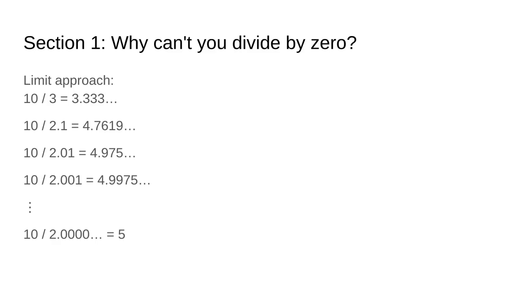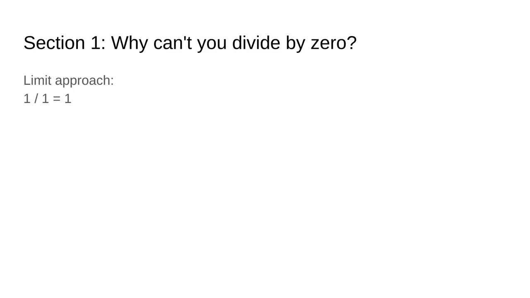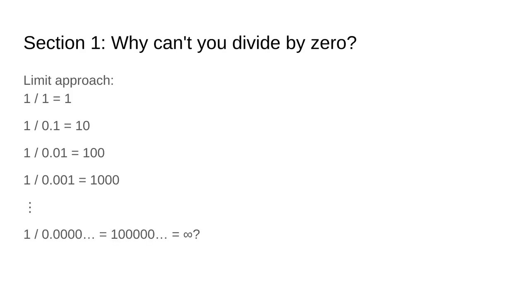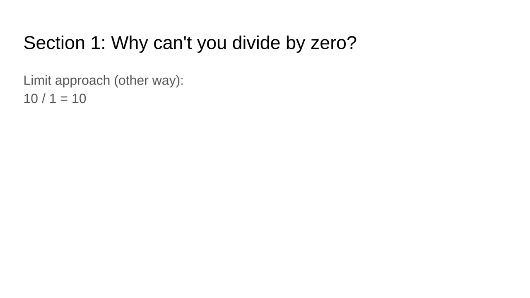Now, let's try to figure out 1 divided by 0 using this approach. 1 divided by 1 is 1. 1 divided by 0.1 is 10. 1 divided by 0.01 is 100. And so on. We can see that the answer keeps getting bigger and bigger as we get closer to 0. So when we do get to 0, it seems like the answer should be infinity. Is that right? Well, not quite.